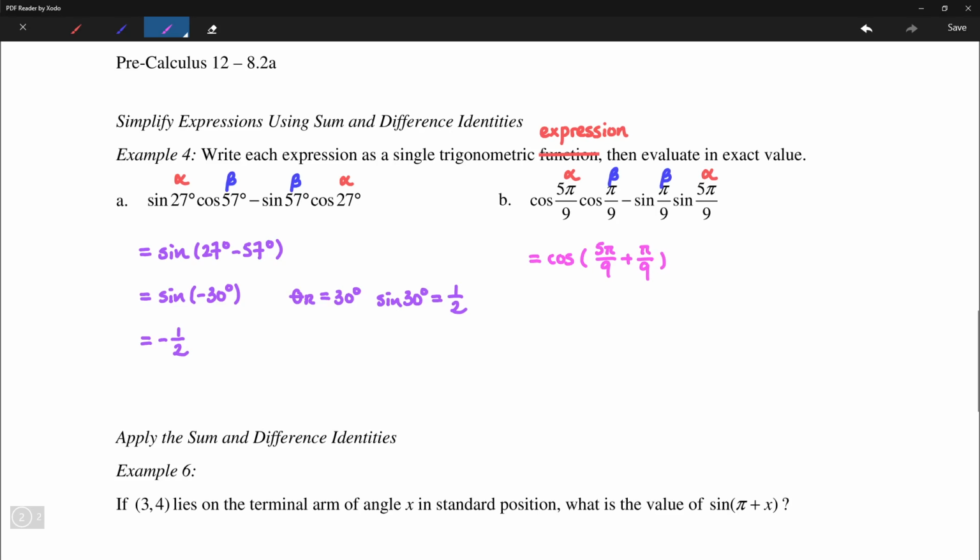So of course, this can be rewritten as 6 pi over 9, which could be simplified to just 2 pi over 3. So cosine 2 pi over 3 is what we're looking for. So again, using the reference angle, this time the reference angle will be pi over 3. And we know that cosine pi over 3 is equal to 1/2. But 2 pi over 3 is in quadrant 2, and cosine ratios are negative there, so this is also negative 1/2.